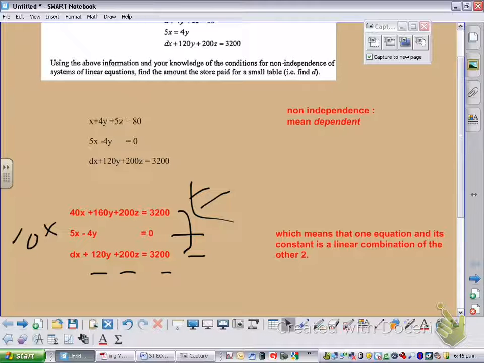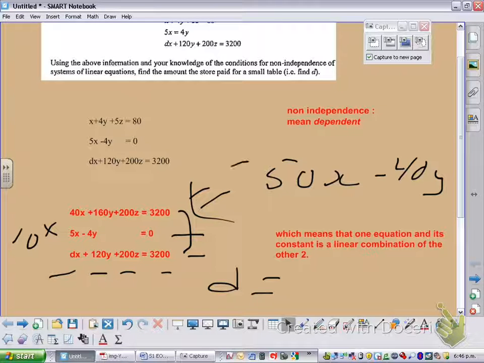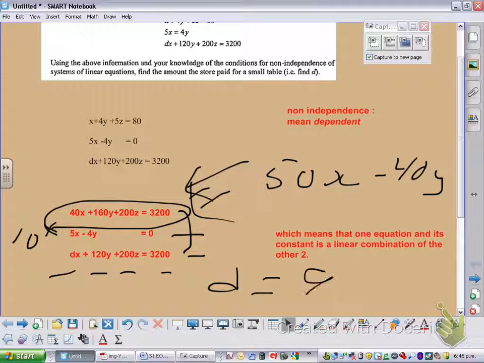So that means that D, if I times this by 10, that's going to give me 50, so I'm going to have 50x minus 40y, and when I take that and combine it, sorry, add it to this equation here, I get the third one. So D is 90, and that's how you do the question.